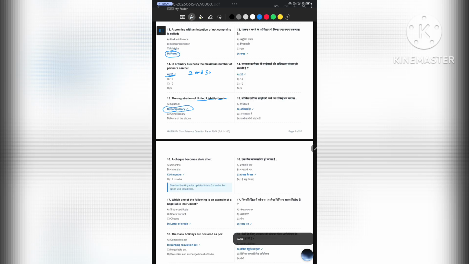Now, a check becomes stale after, actually it is 3 months now by the new acts, not 6.